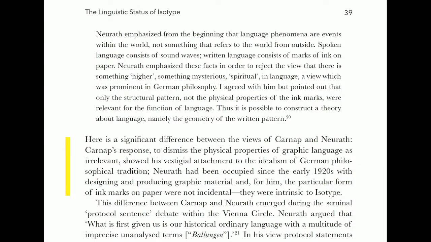And I can point to the discrepancy between his approach to language and that of the philosopher Rudolf Carnap. There's a quotation from Carnap at the top about his discussion with Neurath and how they differed. At the end of it, Carnap is saying that it wasn't the physical properties or the ink marks of graphic language which were important. It was some kind of geometrical structural pattern, something more abstract. And this is the main difference between them. He had this kind of idealized view of language, which comes from the German philosophical tradition of an abstract entity, whereas Neurath was involved from the 1920s in making these graphic artifacts, and it was the marks of ink on the paper that were the important thing for him.